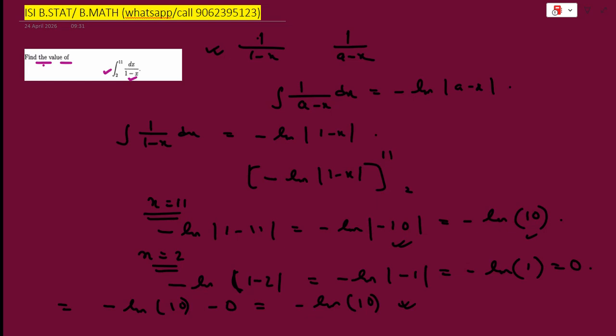Okay. Now what is the key identity behind it? Integration 1 by x minus a dx is natural log of mod of x minus a. Okay. And if it's a minus x, just flip the sign. So integration 1 by a minus x dx is minus of natural log of a minus x.